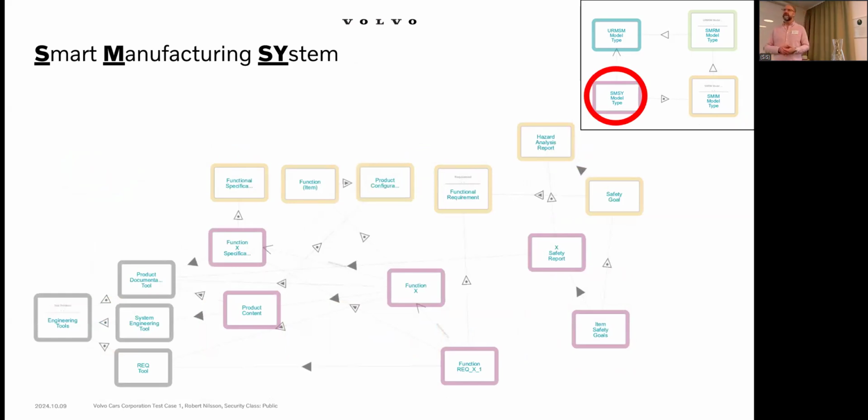To the left side, I have an example of an engineering IT setup. For example, we would have a product documentation tool, we have a systems engineering tool, and we have a requirements tool. And following the black triangles, we could see that the product documentation tool is then carrying the function X specification, which is an instantiation of the functional specification.